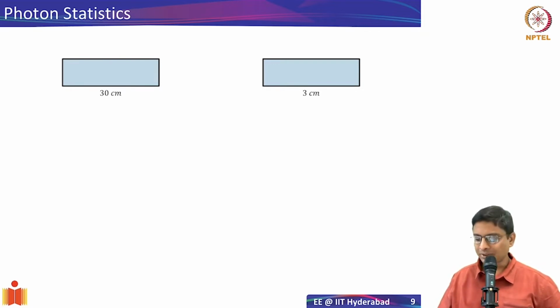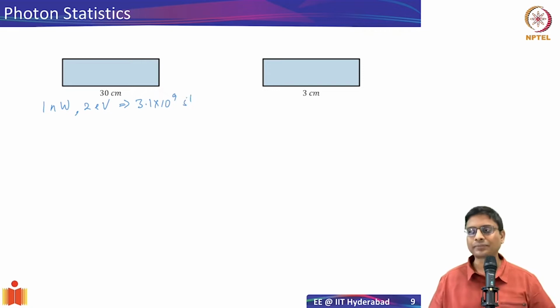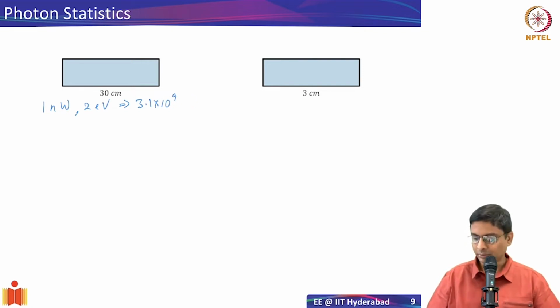So let's say I have 1 nanowatt of power which is incident, and let's say the energy of the photon is 2 eV. So we saw that it will have roughly 3.1 into 10 power 9 photons per second.